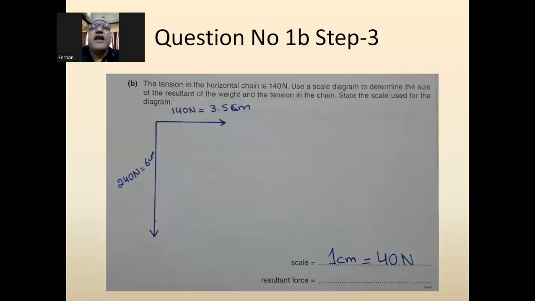because the weight makes a 90-degree angle with the horizontal tension. And because the weight is 240 Newton, I will draw a line of 6 centimeter. How do I know? 240 Newton divided by 40 Newton, you get 6 centimeter. So we will draw a vertically downward line of 6 centimeter. Now you can see I have drawn both the forces, and their tails are joined.